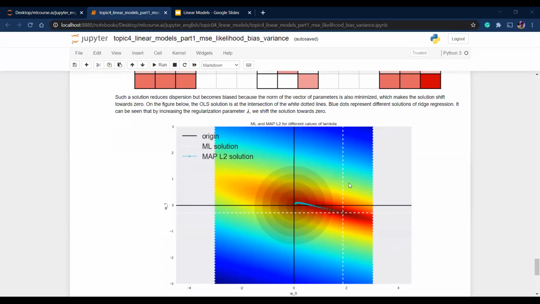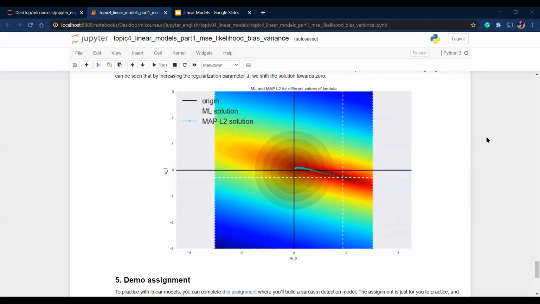So one question is from Connor Wald. He asks if overfitting a model is caused by low bias and high variance.